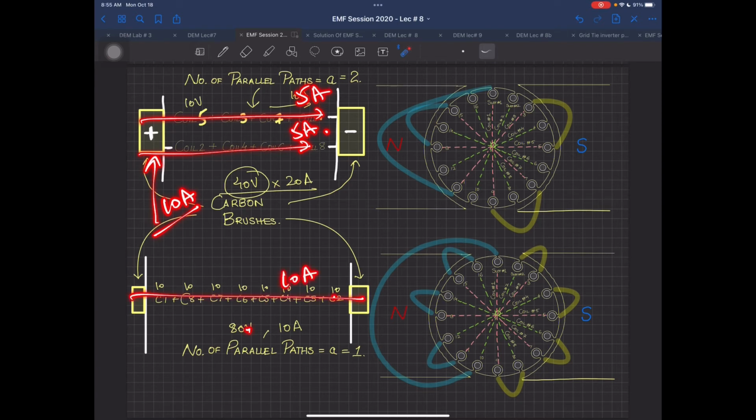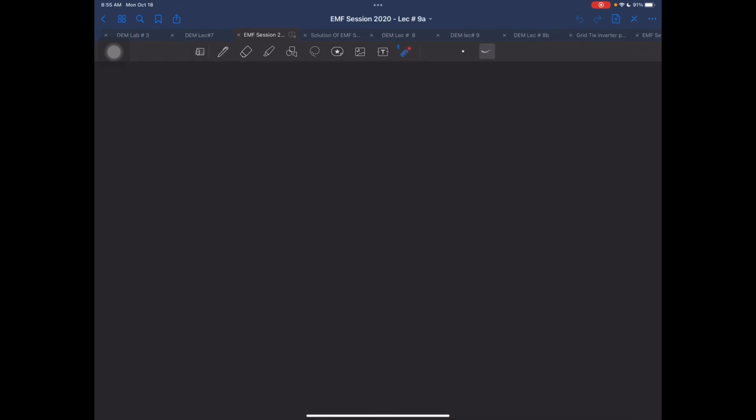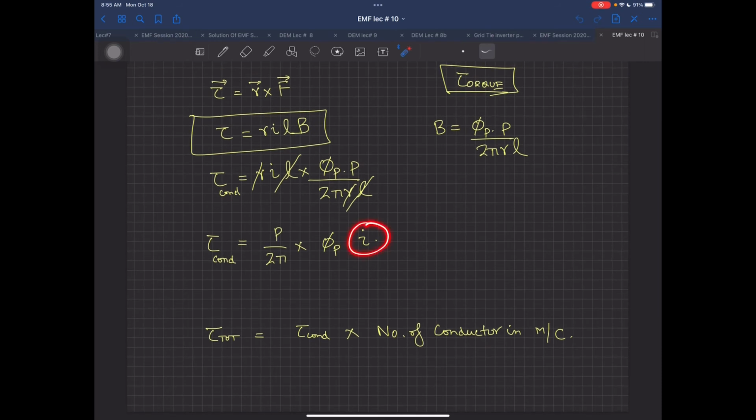So when there are many parallel paths, you have to decide what value of current is flowing inside one parallel path. This means the current over here, I, is not just going to be I, this is going to be multiplied by IA divided by A. What is IA? Armature current. And how many parallel paths are there inside your machine? A. IA divided by A is the armature current flowing in one parallel path.